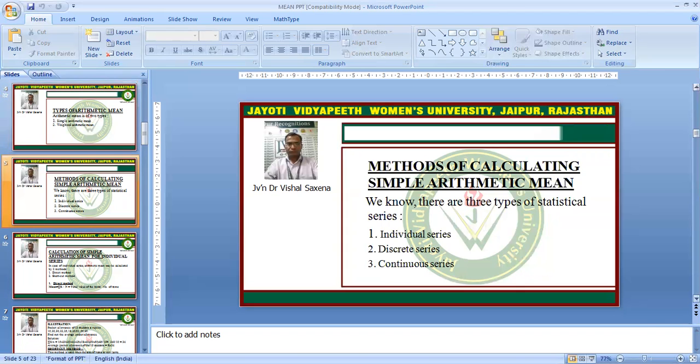Now next, we discuss the methods of calculating simple arithmetic mean. So we have different series like individual series, discrete series, and third is continuous series, for which we can find the simple arithmetic mean by different procedures. So one by one we take the calculation of arithmetic mean for three different series.